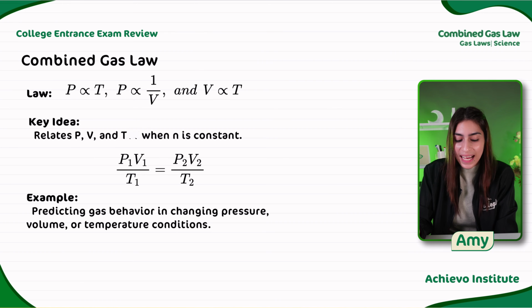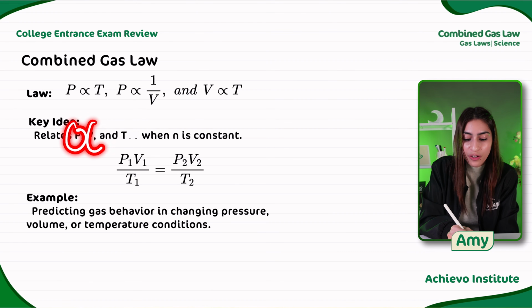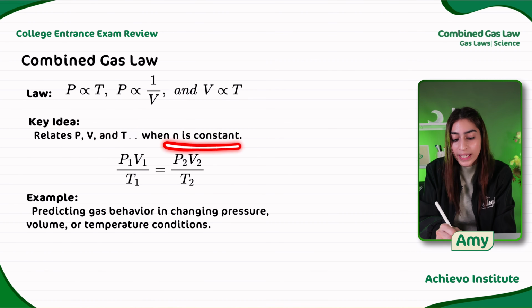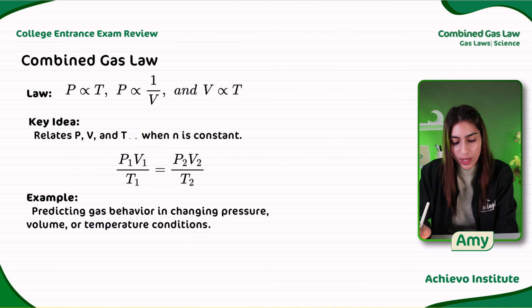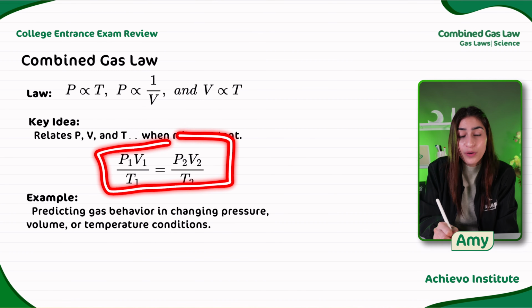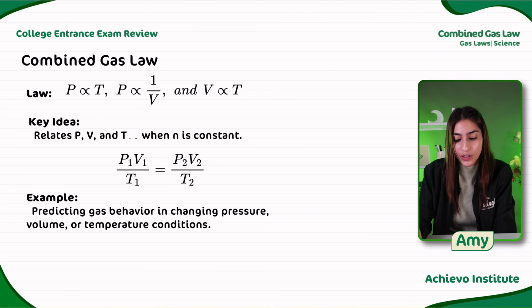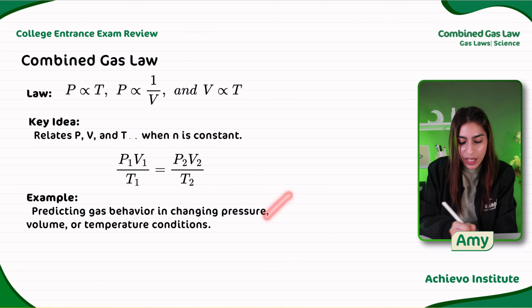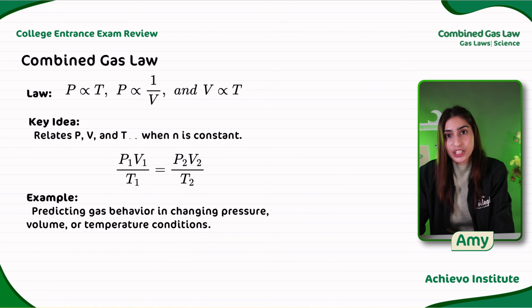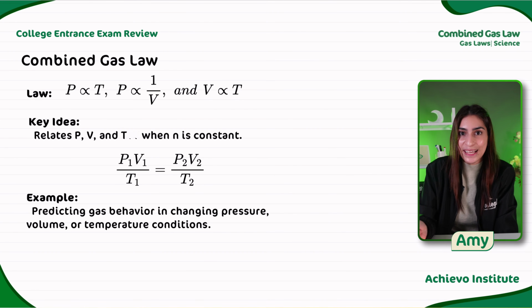The combined gas law relates the pressure, volume, and temperature when N is constant in one equation. This is the equation of the combined gas law. For example, when we want to predict gas behavior that has changes in pressure, volume, and temperature conditions, then we use the combined gas law.